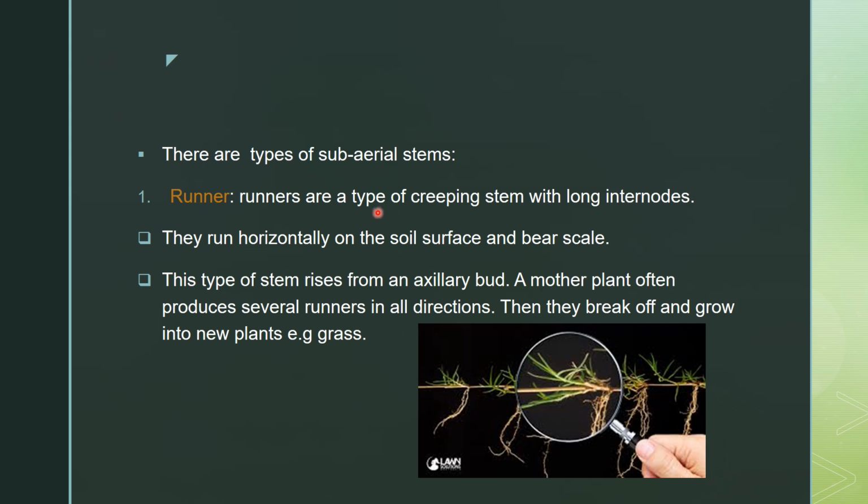So these runners are a type of creeping stem with long internodes. So it has long internodes. The space between two nodes is long. They run horizontally over the soil surface, and they bear scale leaves. This type of stem arises from an axillary bud.